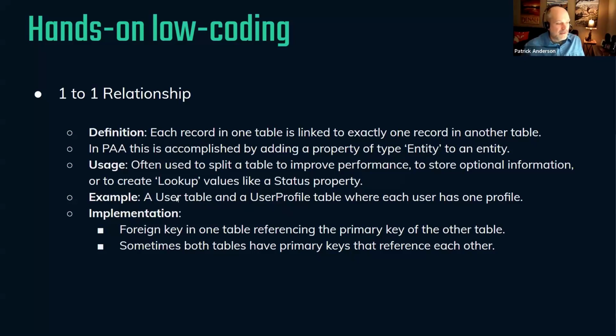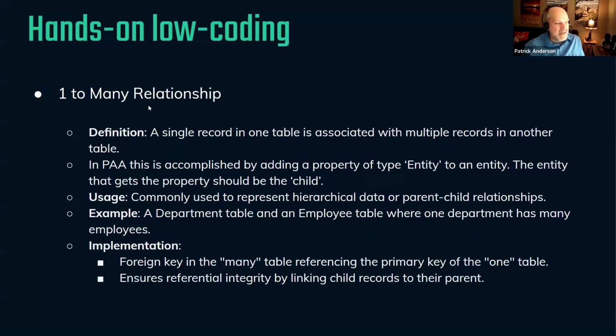So this is just some additional information here. I'm not going to read through all that. But this is important: we have a foreign key in one table referencing the primary key of the other table, and PlantSnap does this for you automatically. So the tables that are created have this foreign key and primary key relationship. Okay, so then in a one-to-many relationship, we have a single record in one table associated with multiple records in another table. So in PAA, this is accomplished by adding, once again, a property of type entity.